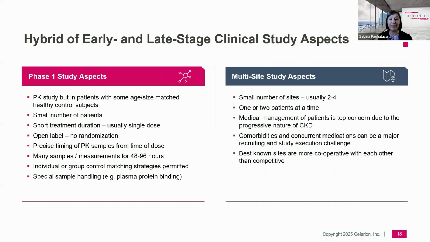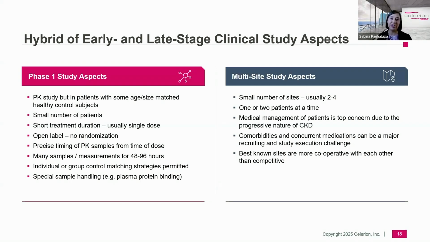Now, a renal impairment PK study is really a hybrid type study, pulling design features from both early phase and late phase clinical trials. In terms of early phase 1 study design aspects, here we're talking about a small number of patients with a single dose where precise PK time points are needed for sample collection. And typically this is over a 48 to 96 hour period.